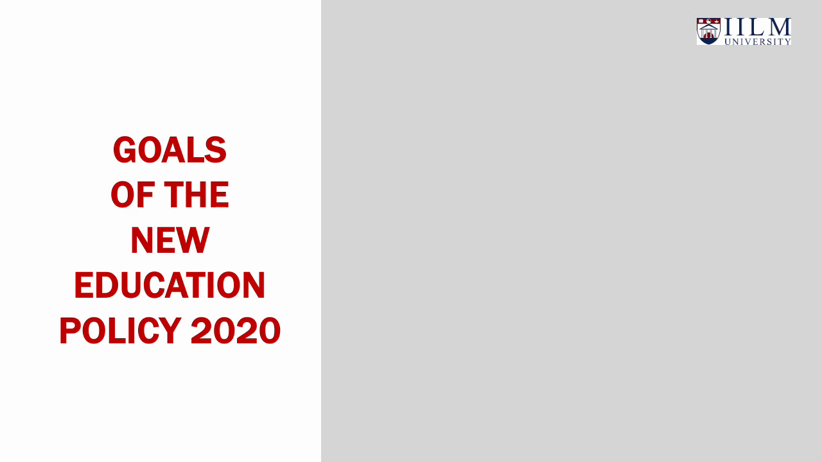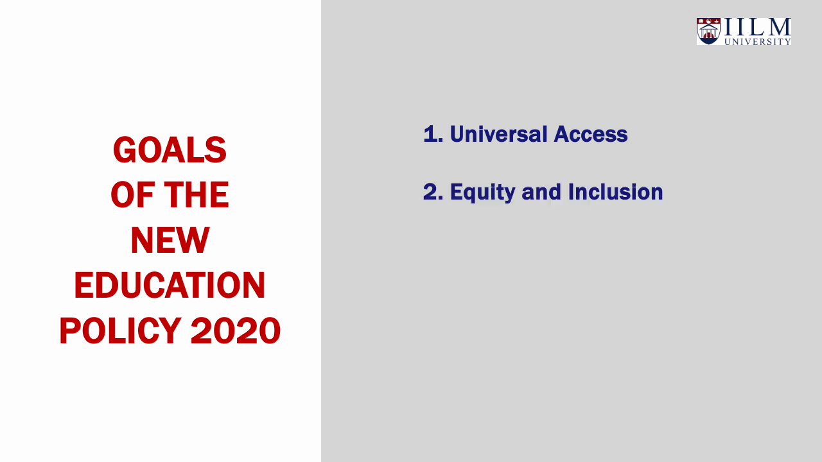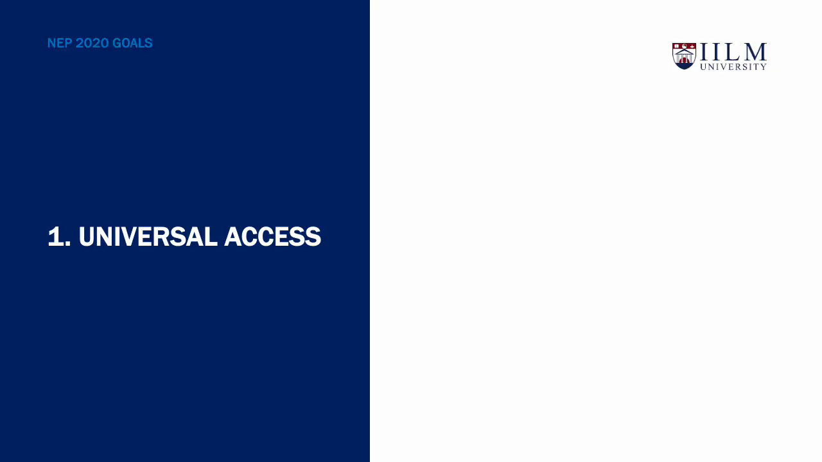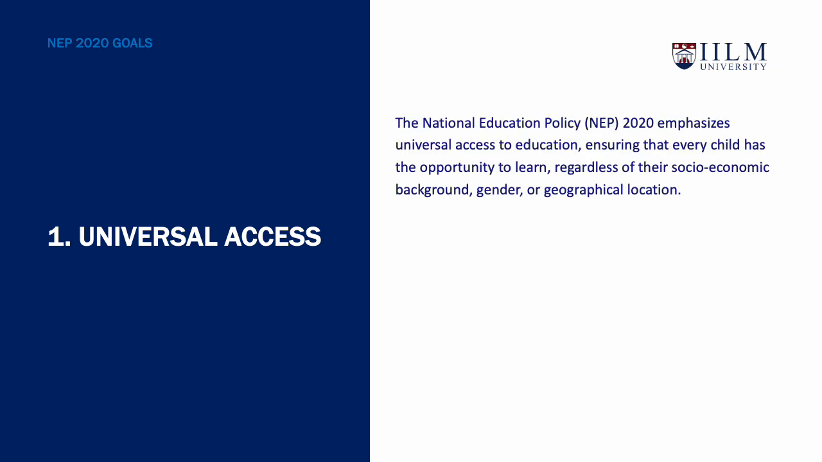So, what are the goals of the New Education Policy 2020? Universal access, equity and inclusion, quality education, lifelong learning, and flexibility in learning. Let us now move on to discussing the first goal, universal access.